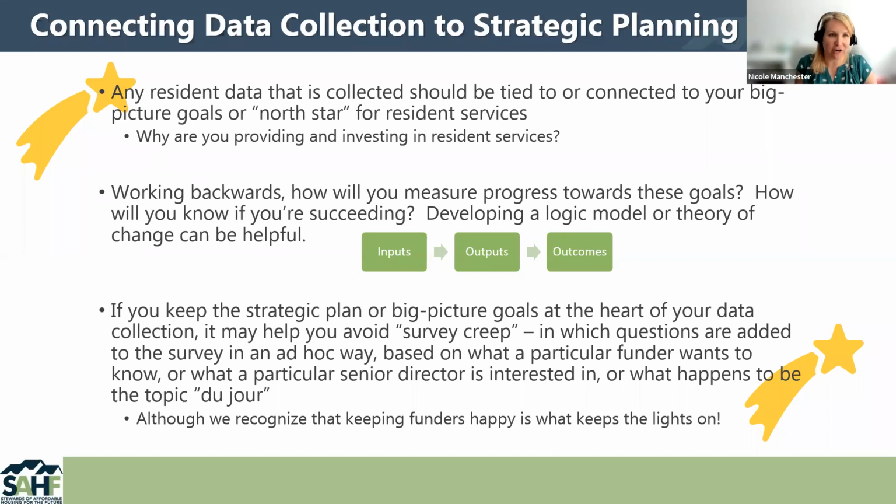And this might look slightly different. Perhaps your organization is more focused on health and wellness. Perhaps it's more focused on economic mobility or community engagement and community revitalization. It might look slightly different. But when you have those big picture goals, work backwards, thinking about how you can measure your progress towards meeting those goals. And a logic model might help with that.